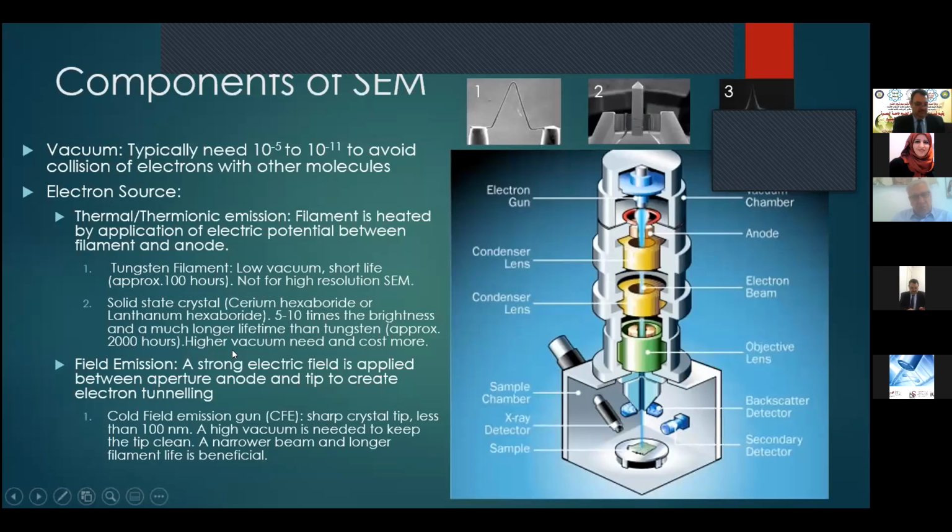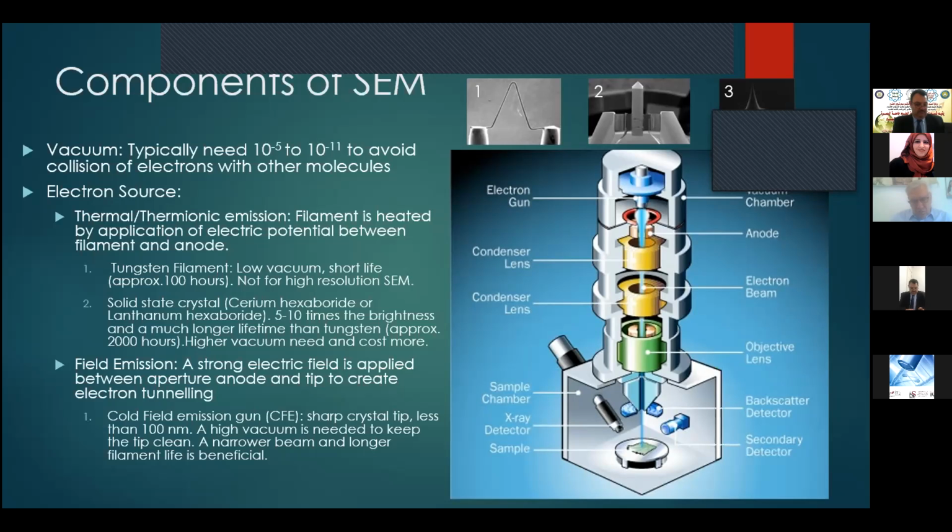All right, so the components of SEM. I won't try to talk your ears off, but there are a few components of SEM that are very important to mention. As you can see on the picture on your right, we start with the vacuum chamber and we go to the electron gun and then we go down to the sample chamber.